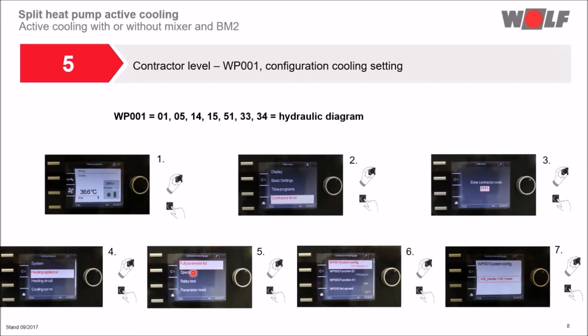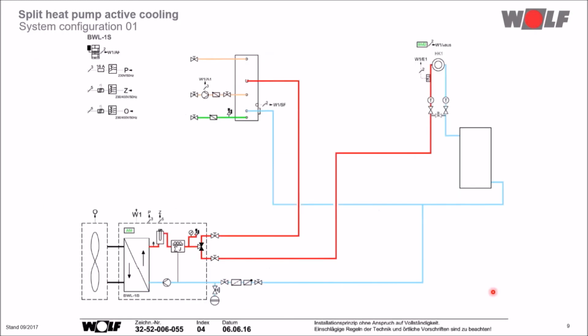Next, we open the full parameter list and choose the parameter WP1 system configuration. Now we can choose the suitable configuration and confirm the entry. System configuration 1 is the factory setting with a direct heating and hot water circuit. A buffer can optionally be connected in series in the heating return.